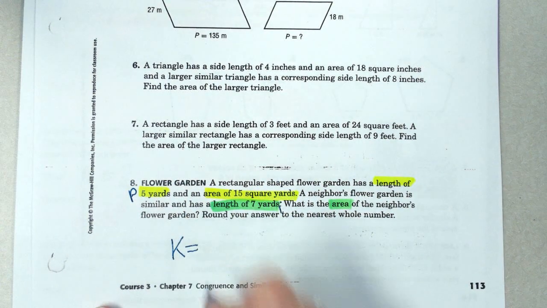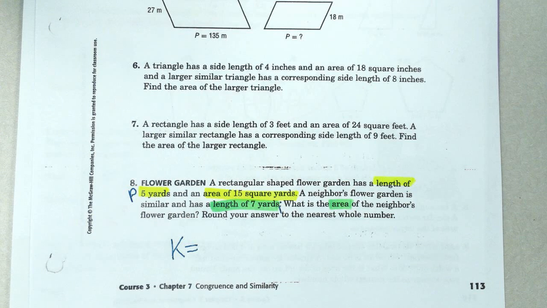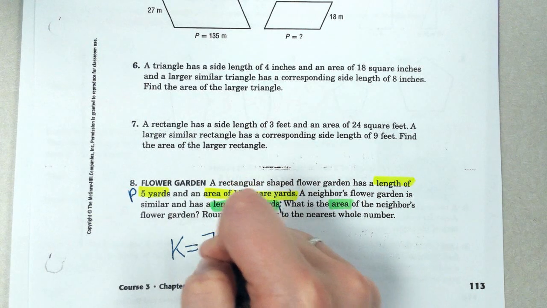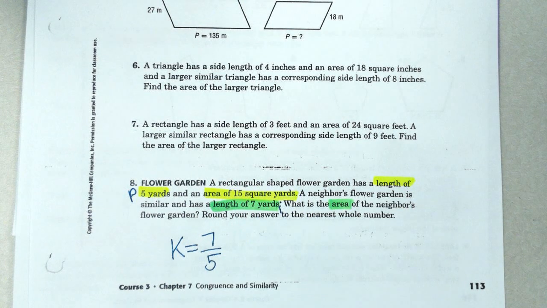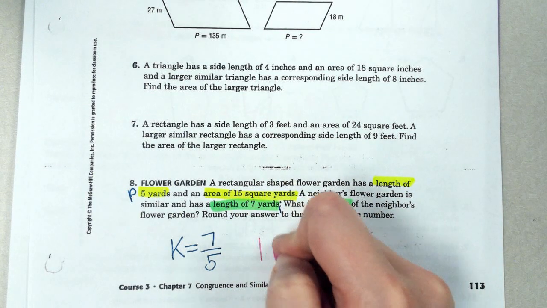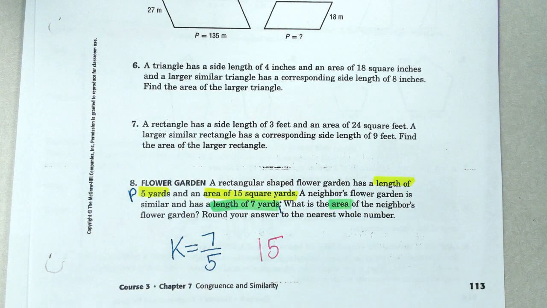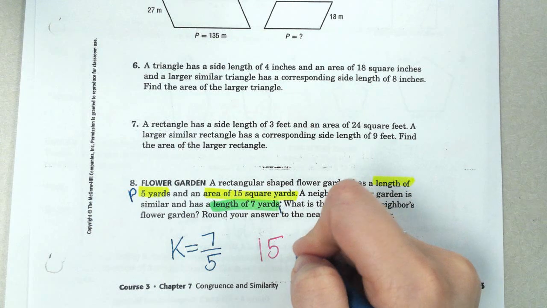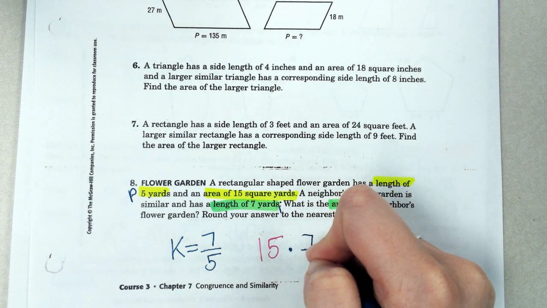When I go to write out my scale factor, Cassidy, which one's going to be on the top? Good, so it's 7 over 5. 7 over 5. Bria, are we talking about perimeter or area? Area. So when I write down my area, does that mean, Emily, that we're multiplying by the scale factor or scale factor squared? Very good. So here is my scale factor, and we have to square it.